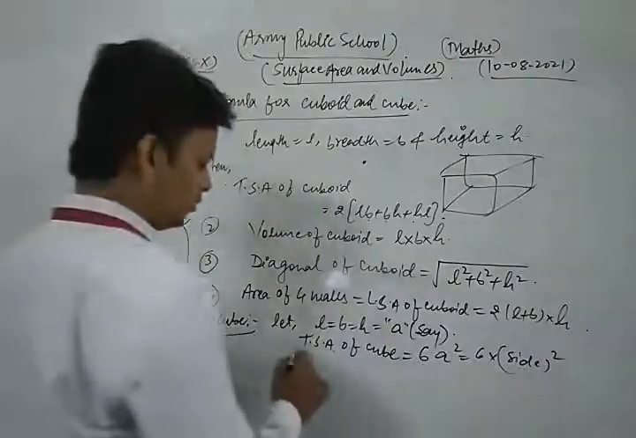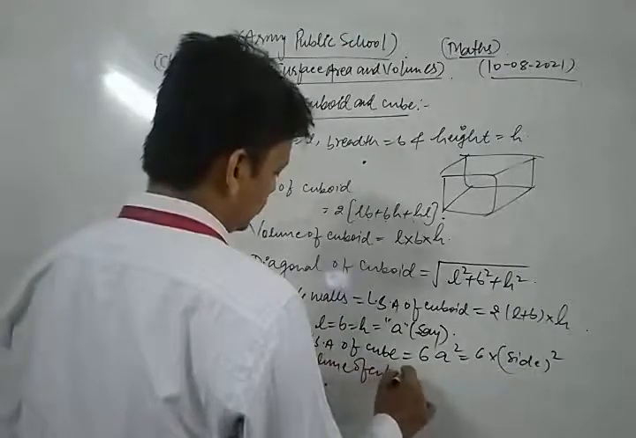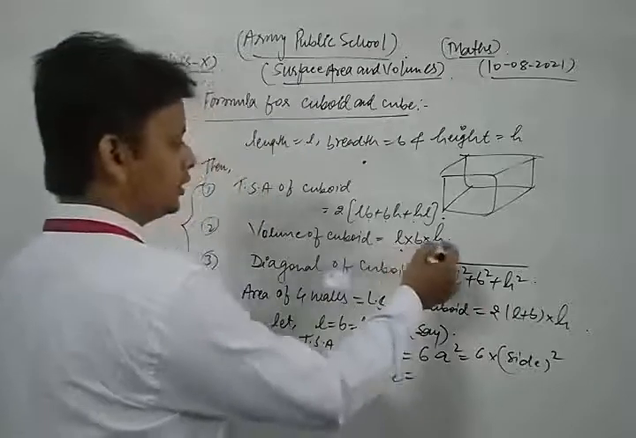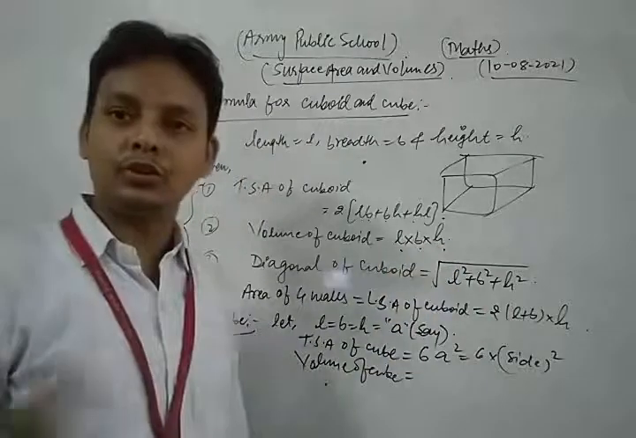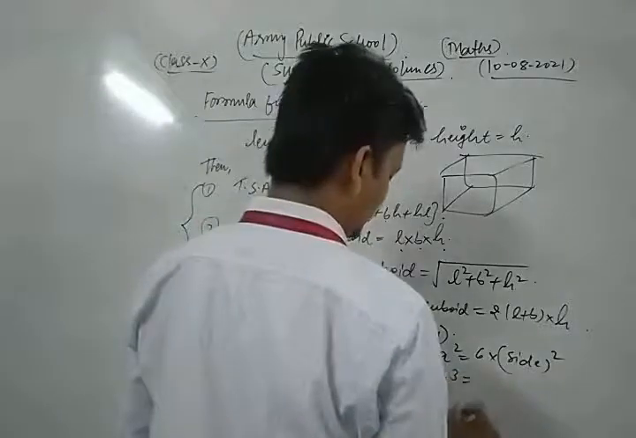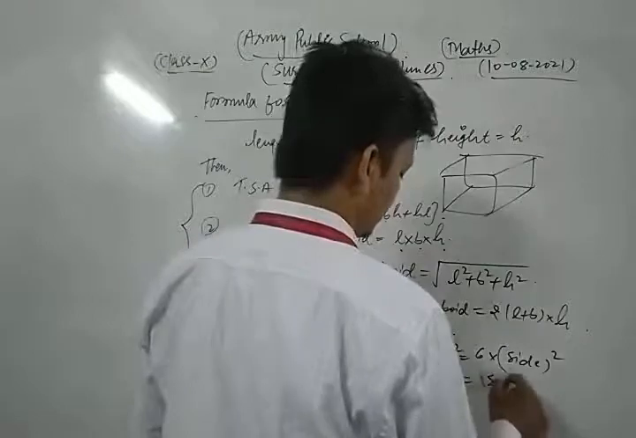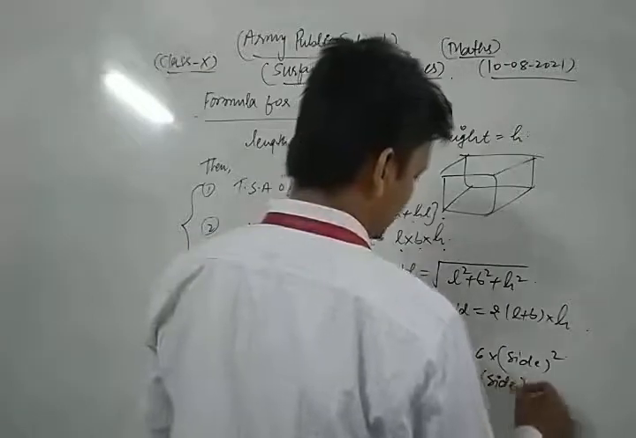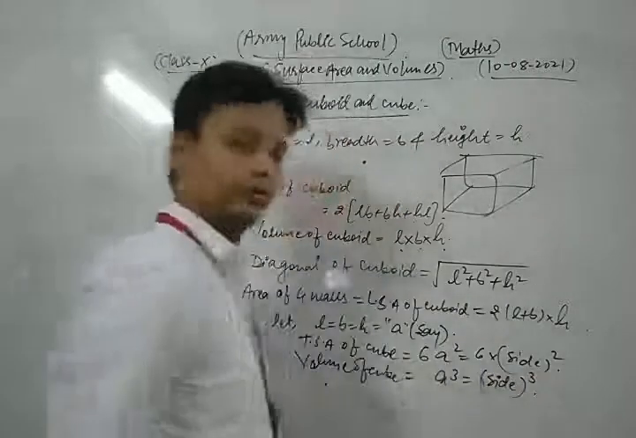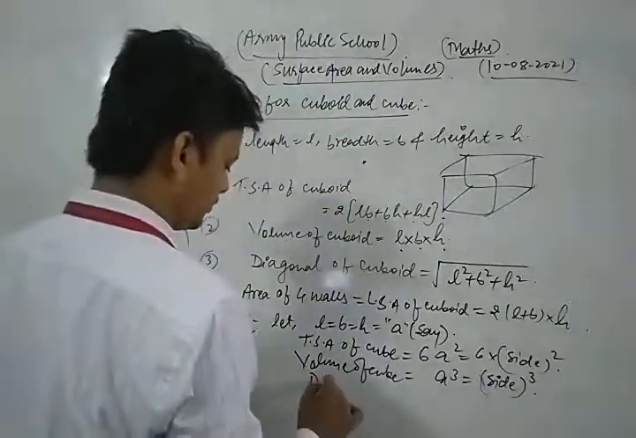Similarly, volume of cube is what? Volume of cube is length into breadth into height. So length is A, into A, into A, that is A cube. A cube is the formula for volume of cube, which means side cube. Okay. Now next one, diagonal of cube.